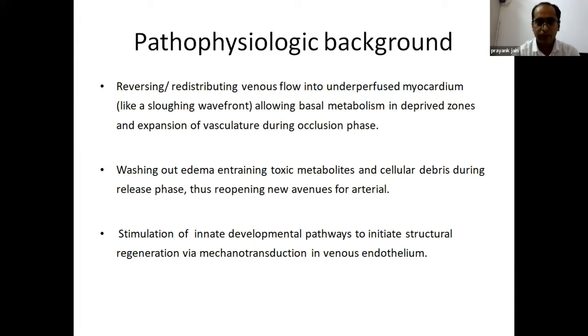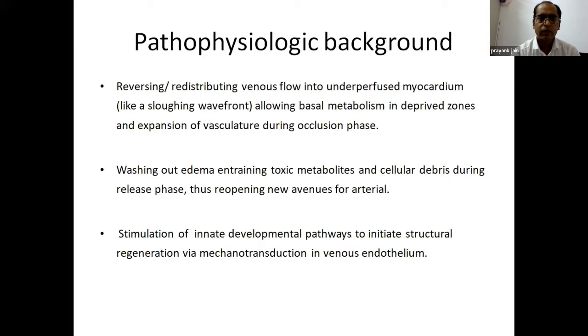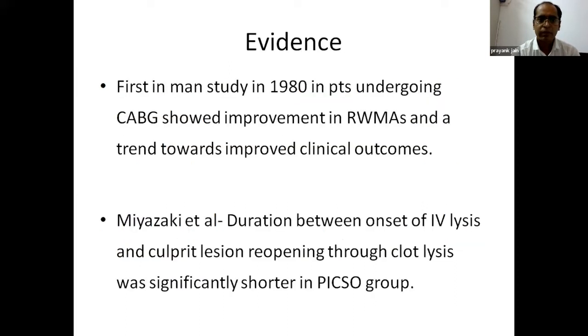Sorry for the interruption. So this was the pathological background of using this PiCSO device in case of primary PCI and for some other regenerative purposes as well. So we have talked about the background, the technique, and the device, but what is the evidence that this technique is helpful and reduces the clinical endpoints?